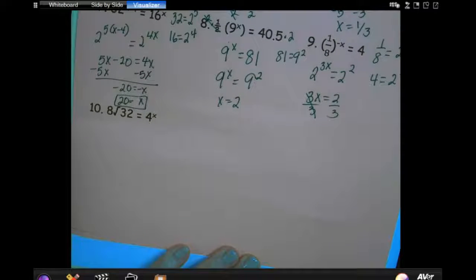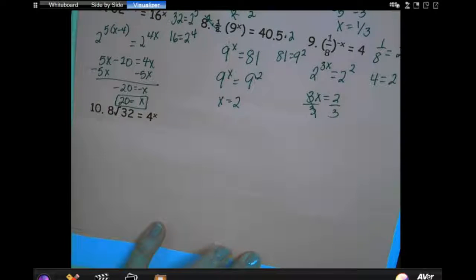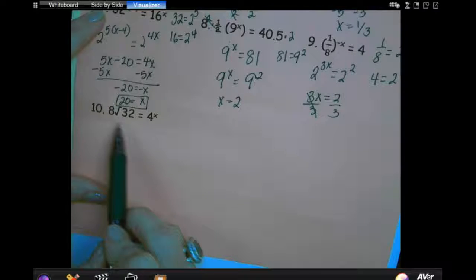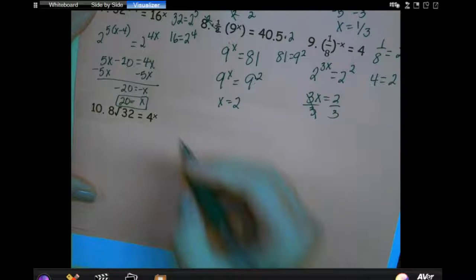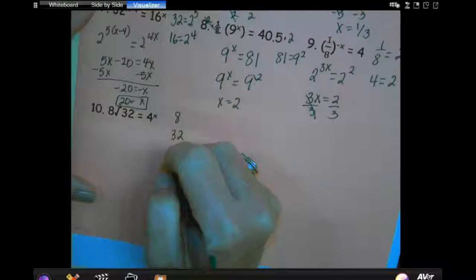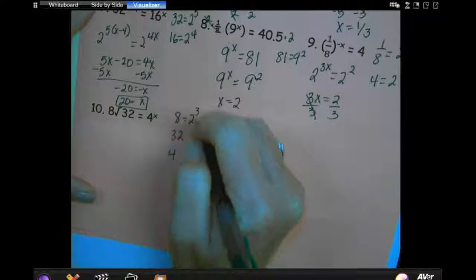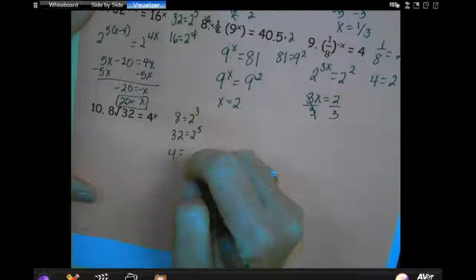Okay, so Angie wants to simplify the square root. What do you want to do? Okay. So both of these would work, and this is the easier way. So this is how I'm going to do it. If you look at 8, 32, and 4, can they all have a common base of 2? So I get 2 to the 3rd, 2 to the 5th, and 2 to the 2nd.